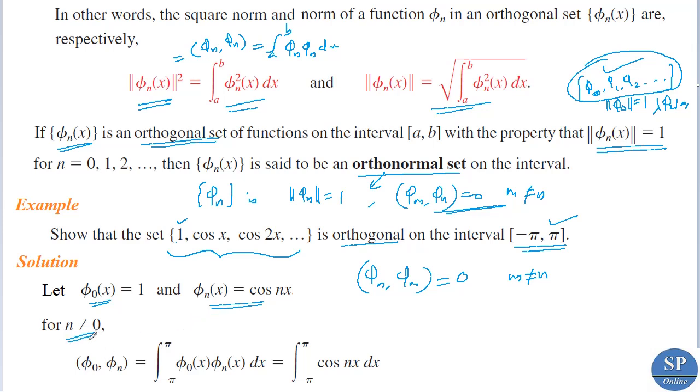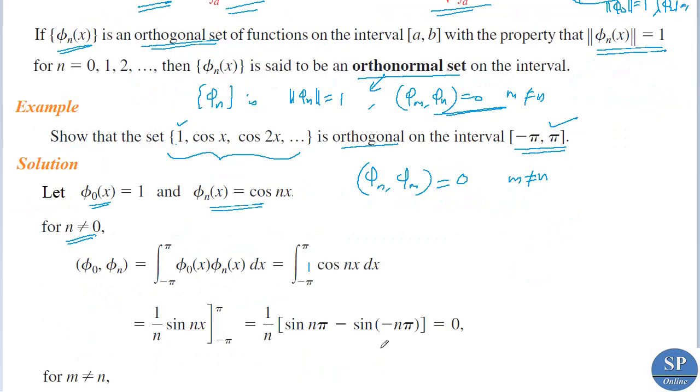So for n not equal to 0, the inner product of phi naught with phi n is equal to the integral from minus pi to pi of phi naught of x into phi n of x dx. We have phi naught equal to 1, so 1 into cos nx dx. The integral of cos nx is sin nx divided by n, from minus pi to pi.